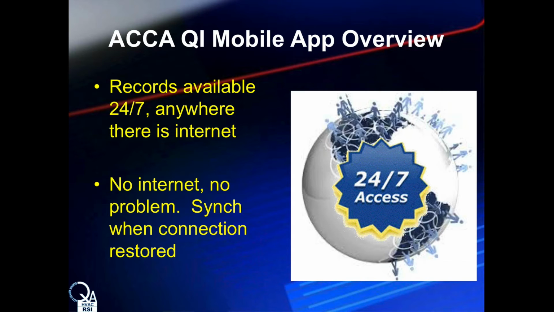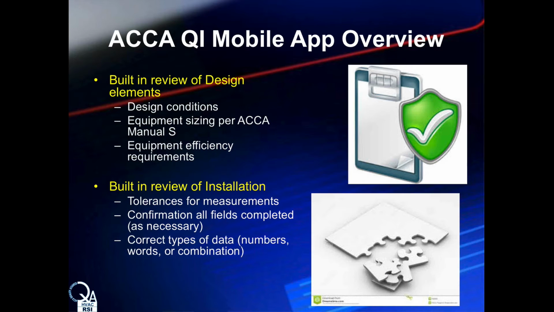It can document aspects of your installation anytime, anywhere, and if you are in an area with no internet connectivity, no problem. The system will synchronize its data as soon as you do reconnect. The app collects information based on the checklists in the ACCA 9 QI verification protocols related to the design of the HVAC system and aspects of the installation. It's a digital record for your use and review, and for your archives.